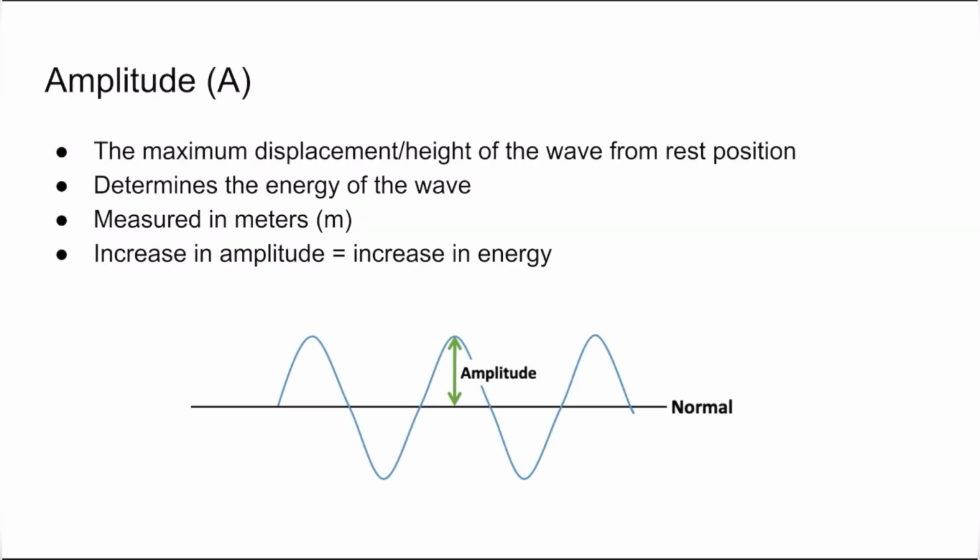Now, moving on to amplitude. Amplitude is the maximum displacement of the wave. So from the principal axis, how high or how low does it go? Amplitude determines the energy of a wave. If there is an increase in amplitude, there is an increase in energy. Amplitude is also measured in meters.